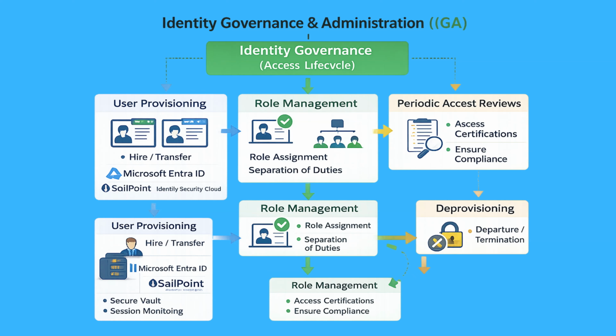A good example of an IGA solution is Microsoft Entra Identity Governance. Another widely used governance platform is SailPoint Identity Security Cloud. For instance, when a new employee joins a finance department, the governance system automatically assigns the appropriate application access based on their role. IGA therefore answers the question, should this user have this access? However, some accounts have much higher privileges than normal users, such as system administrators. These accounts require additional protection. This is where privileged access management comes into play.